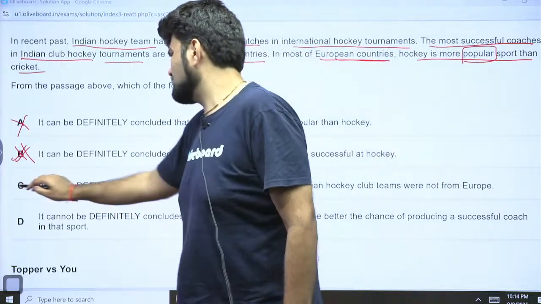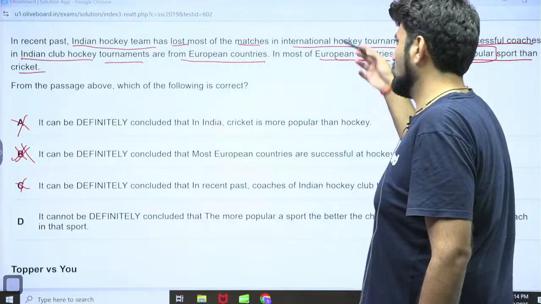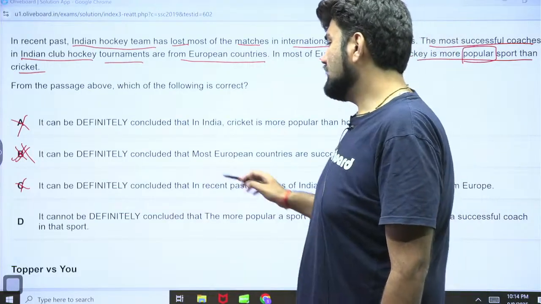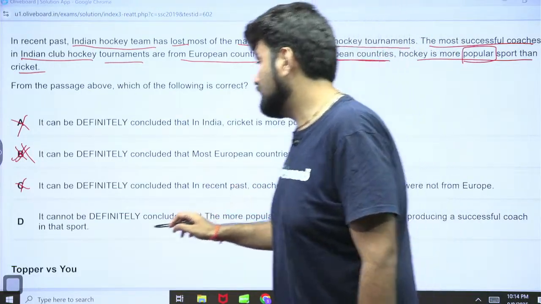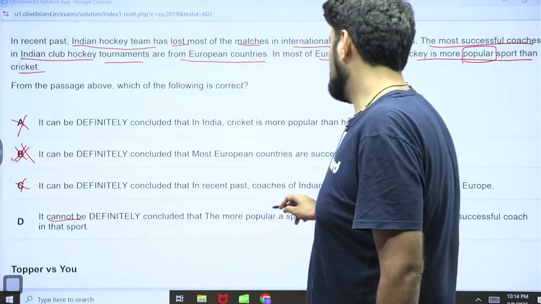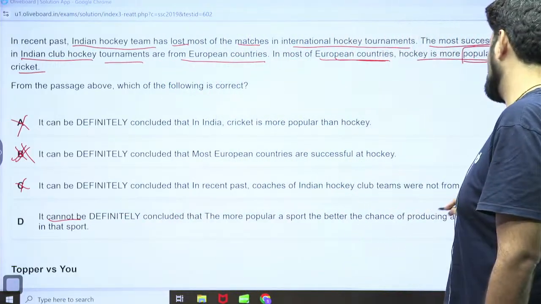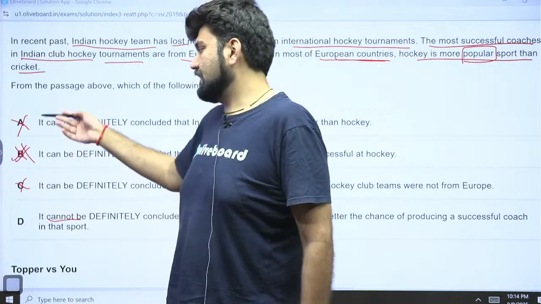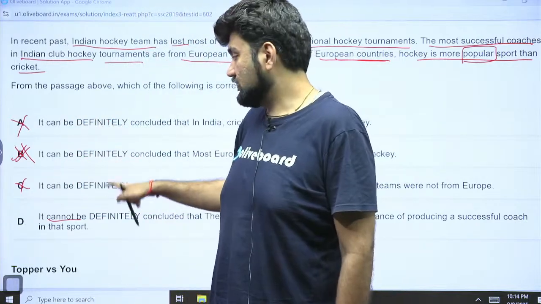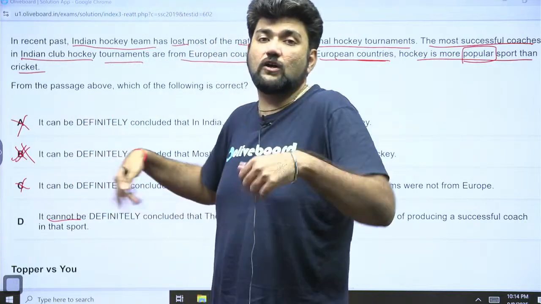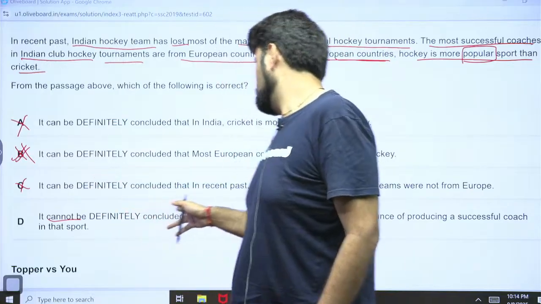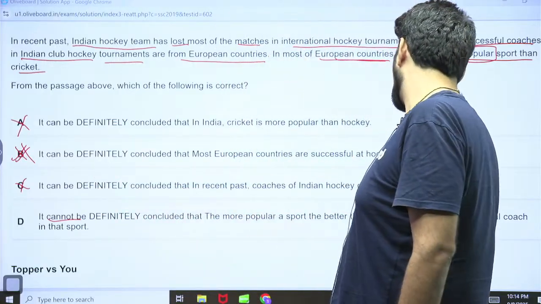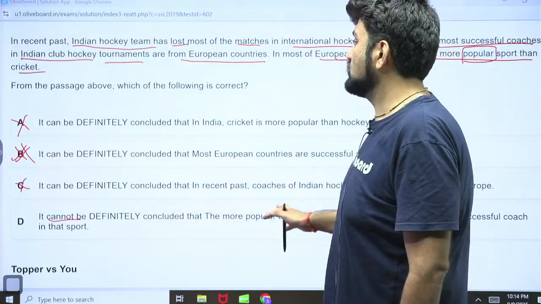No, I think this is totally different than what is mentioned here. It cannot be definitely concluded that the more popular a sport, the better the chance of producing a successful coach in that sport. Now observe, these three are definitely incorrect. We have found this. Now this is saying I can't conclude definitely that the more popular a sport, the better the chance of producing a successful coach in that sport.